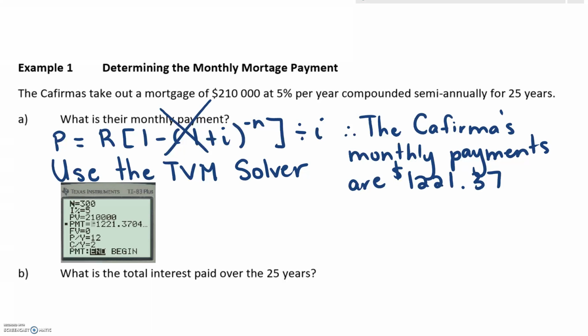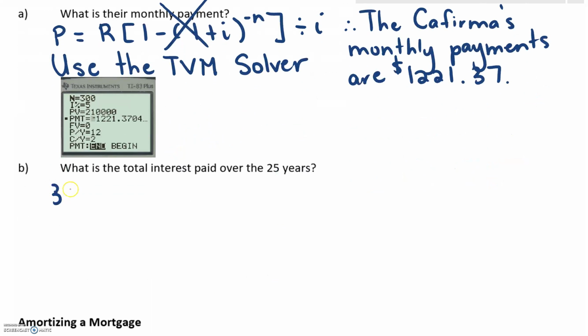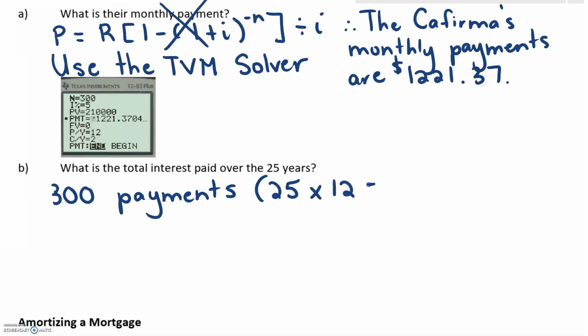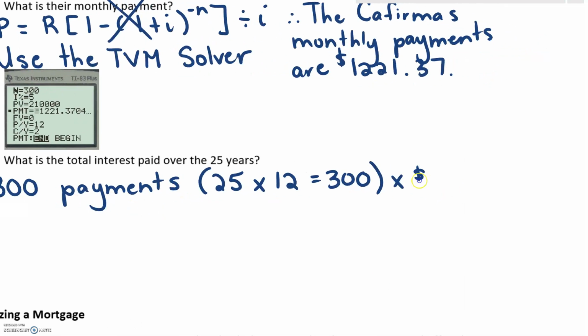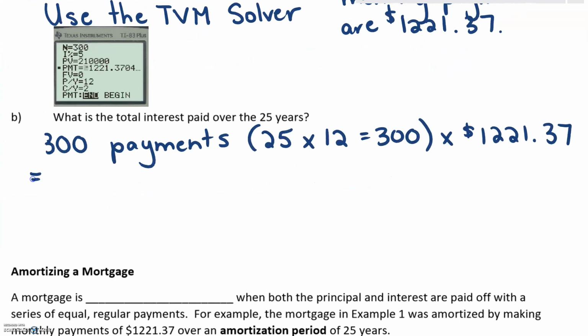Okay, don't put the negative. The negative is just indicating that the money comes out of your account. So this is how much the Kafirmas pay on a monthly basis. Now, if we want to calculate the total interest paid over the 25 years, because you know that there are 300 payments, and we discovered that earlier by taking the 25 years and multiplying it by 12, which gave us the 300, you can multiply that by the same payment these people will be making for 25 years.